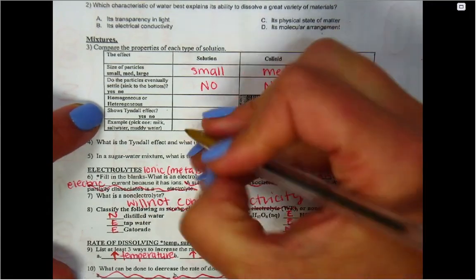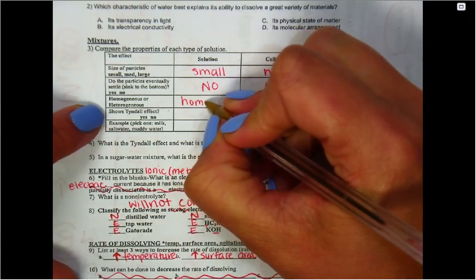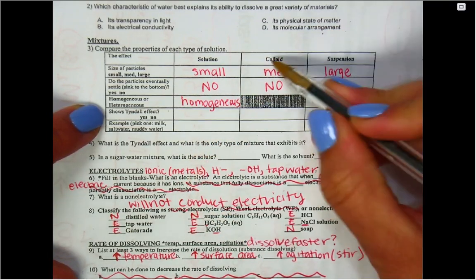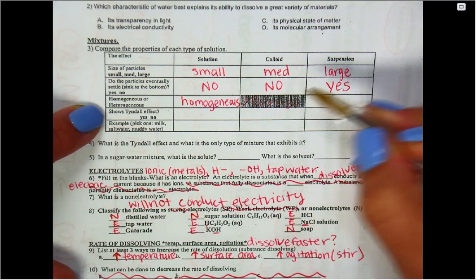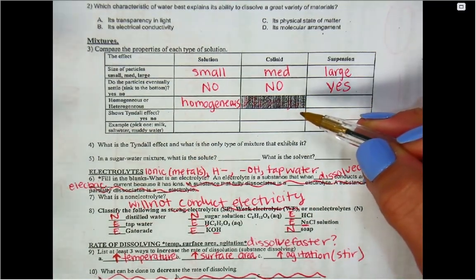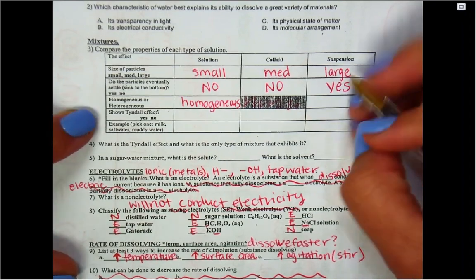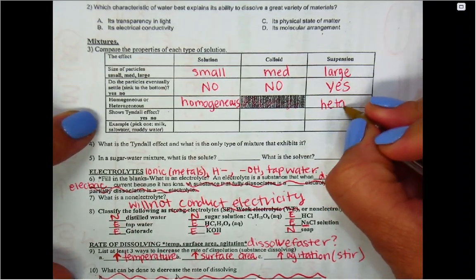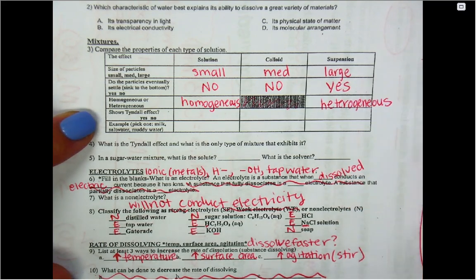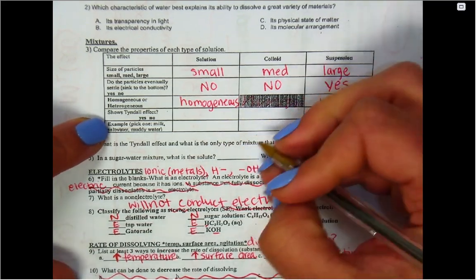Homogeneous or heterogeneous? We're going to say homogeneous for solution. Colloid should have been blacked out. That's because it appears homogeneous, but it is heterogeneous. I'm not going to ask you about that. And then suspension will be your example of a heterogeneous. It's chunky, okay? Shows the Tyndall effect.